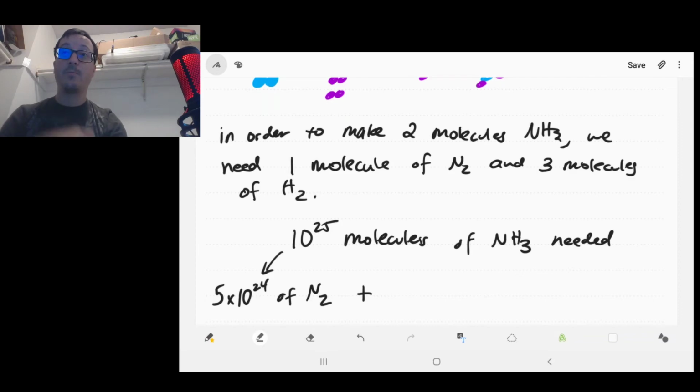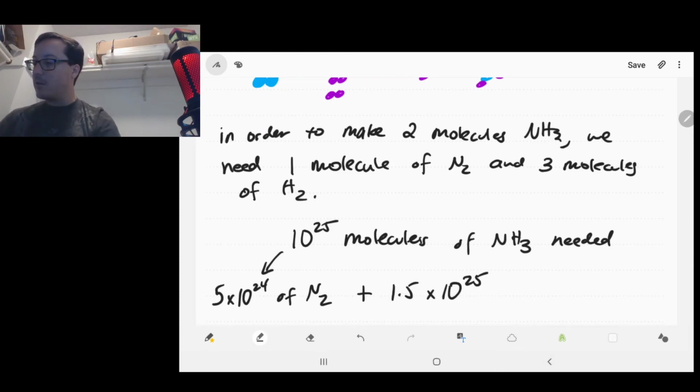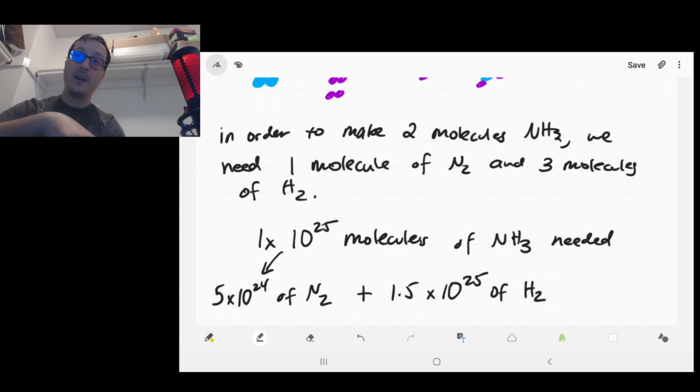And I'm going to need a little bit more. I'm going to need, in fact, 1.5 times 10 to the 25th power of hydrogen. Right? If I want 1 times that much, I have to put in 3 over 2 hydrogens per ammonia, right? I need 3 hydrogens to make 2 ammonias. So if I want to make 1 times 10 to the 25th power, I need 50% more hydrogens than that. So I need a little bit more.